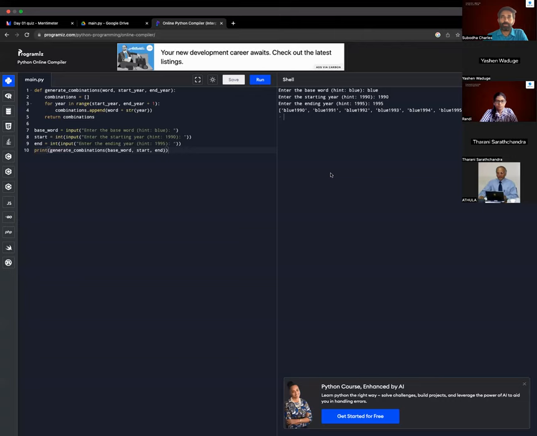Of course, you can extend this. Sometimes when a website asks us to put a special character, what we do is, let's say we do blue1995, and then we put an exclamation mark at the end, or we put a hash. So these are very predictable, right? These things can be broken very easily through simple scripts. That's something that you should not do.